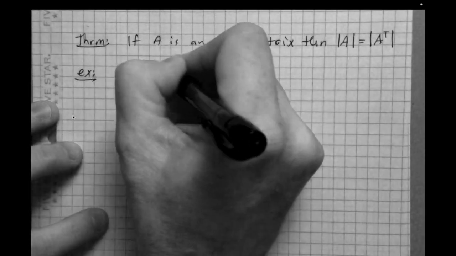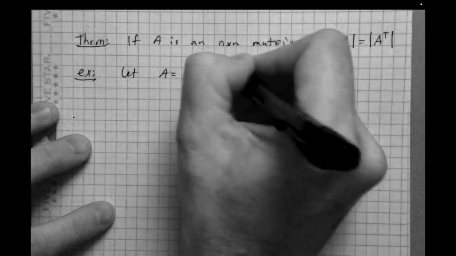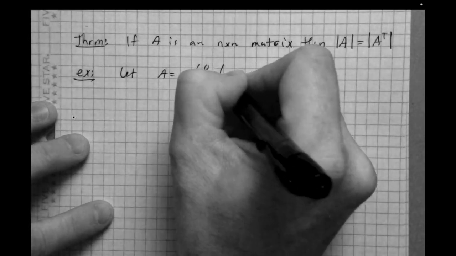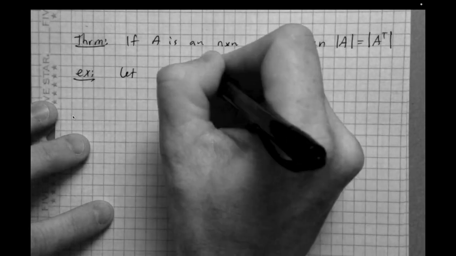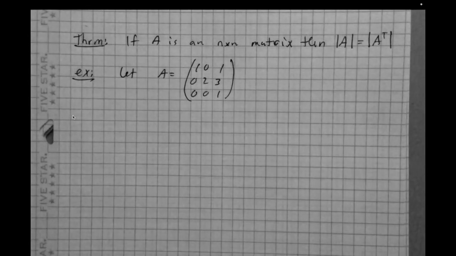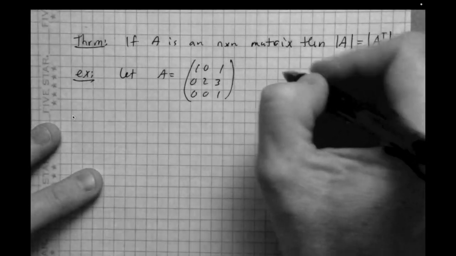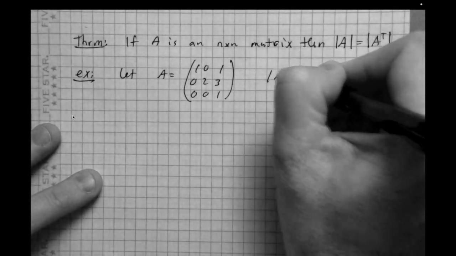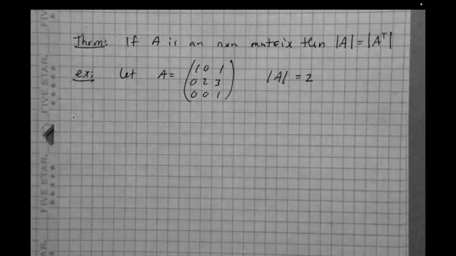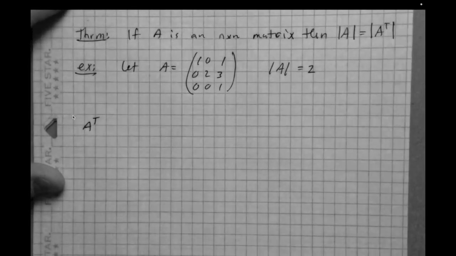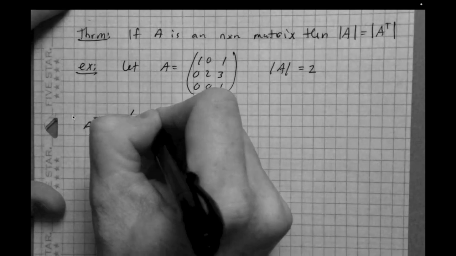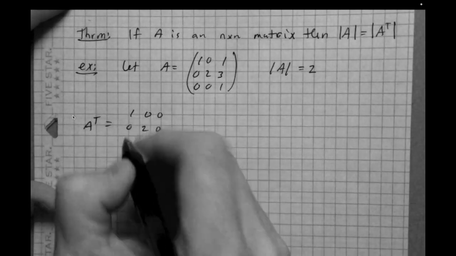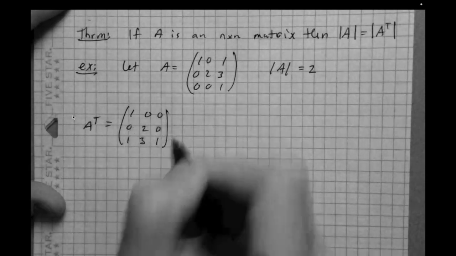So let's let A equal 1, 0, 1, 0, 2, 3, 0, 0, 1. Okay. This is an upper diagonal, so we can see that the determinant here is equal to 2. 1 times 2 times 1 is 2. Okay, so that's the determinant. Now what we want to show is that the transpose has the same determinant. All right, so let's see what the transpose looks like. So if I transpose this matrix, I have 1, 0, 0, 0, 2, 0, 1, 3, 1, like so.